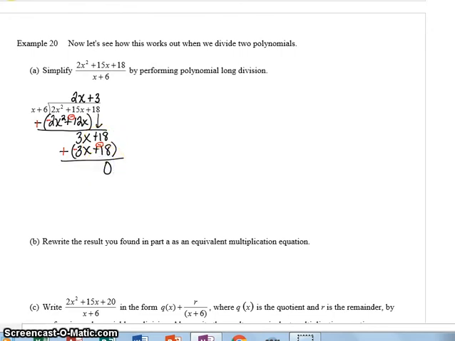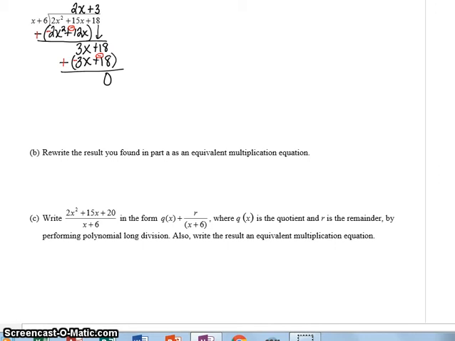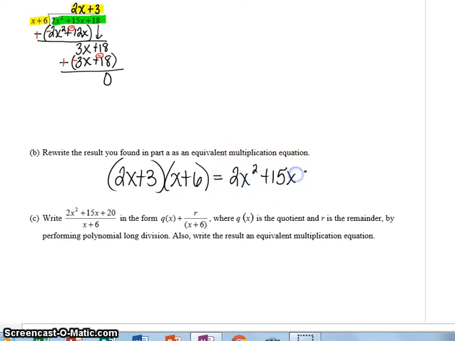Okay? So now part B says rewrite the results you found in part A as an equivalent multiplication equation. So that's telling us that if I take x plus 6 and I multiply it by 2x plus 3, it should result in a 2x squared plus 15x plus 18. So, again, my quotient, 2x plus 3, times my divisor, which is x plus 6, would be equal to my dividend, which is underneath that division symbol, which would be 2x squared plus 15x plus 18.